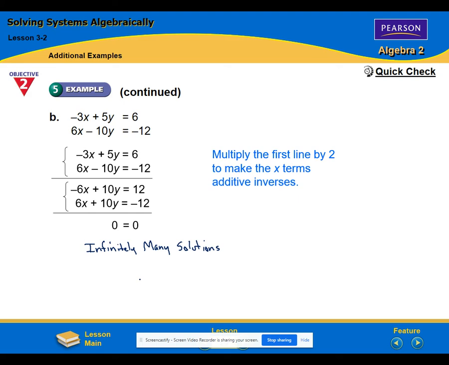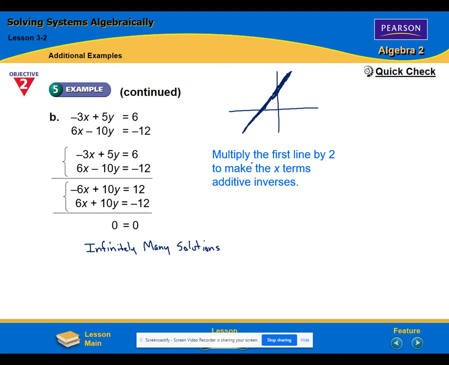And again, graphically, you might wonder, what does that look like? Because they're lines after all. Well, what that would look like is one line graphed right on top of the other. I don't know what this line looks like necessarily, but if I graphed the line and it looked like this, and then I graph the other line, you'd graph it right on top of the first one. They're actually the same line. They're the same equation, just a different form of the same equation. So that's the infinitely many solutions.